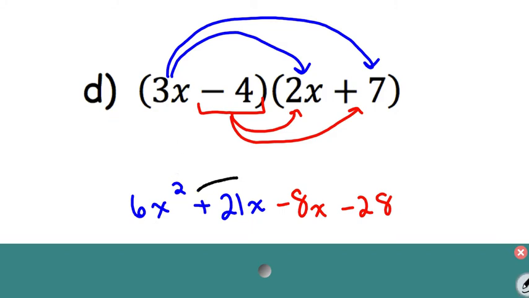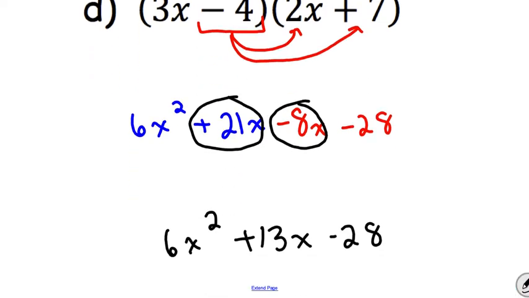Same thing, we have to add our middle terms because they both have an x. So 21 minus 8 gives me 13. So my final answer here, 6x squared plus 13x minus 28, and I'm finished with example D.